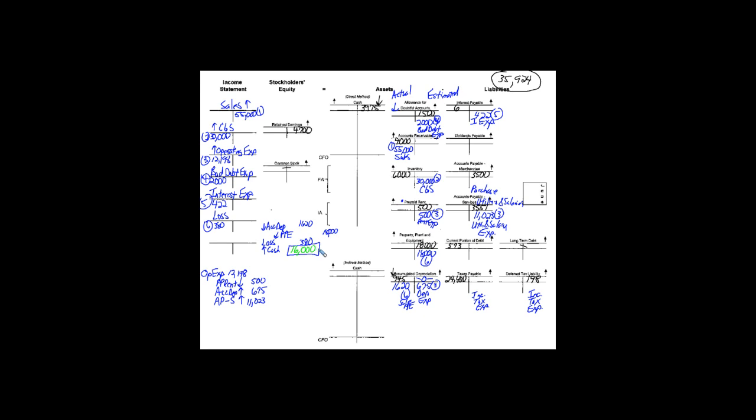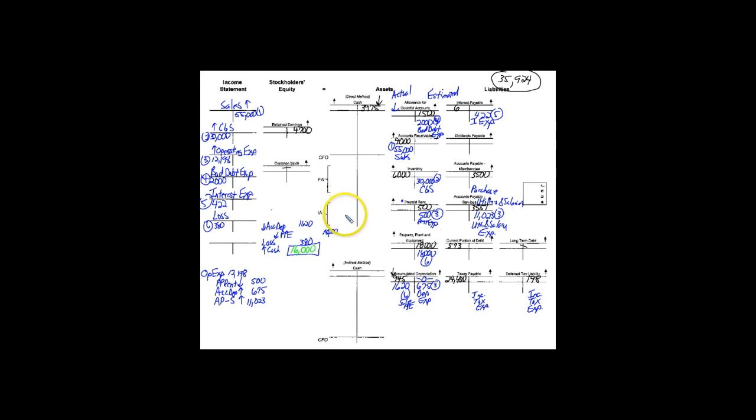So let's go ahead and do that. But before I put it in the cash account here, I have to classify. If it's an operating activity, I'm going to put it here for cash from operations. If it's financing, I'll put it here. And if it's investing, I'll put it here.